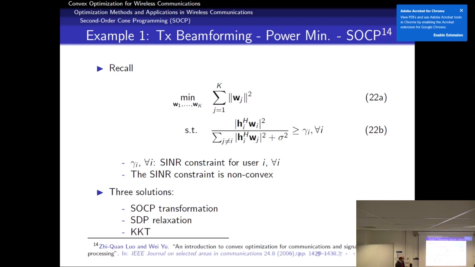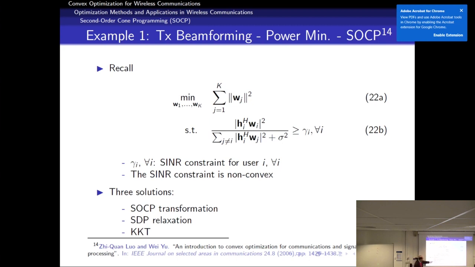So this is a different problem from sum rate maximization. In sum rate maximization, we'll come back to this later on, you want to maximize the sum rate. So the sum rate is a function of the SINR, but you are subject to a constraint that is the power constraint. So it's a little bit the opposite problem, if you like, right? So we'll come back to this later on, because this one is actually easier to handle.